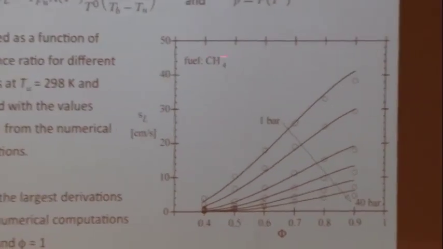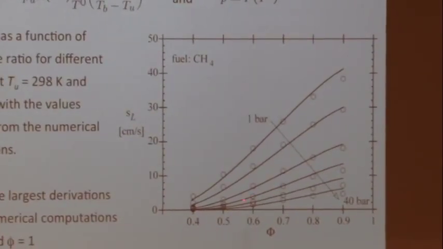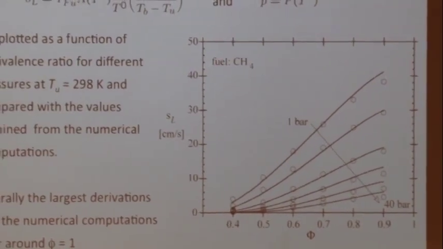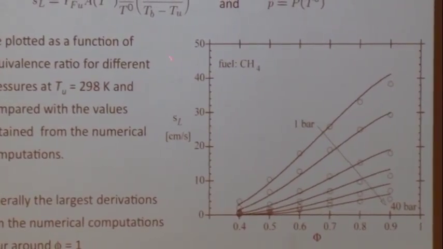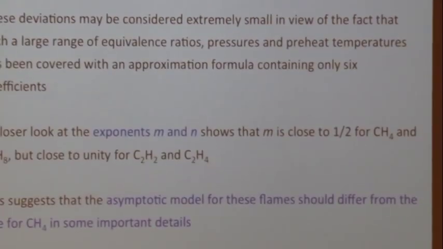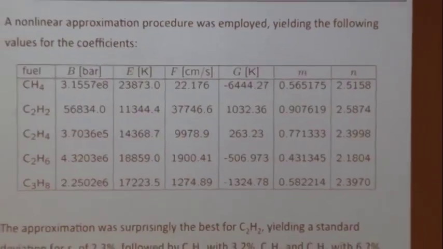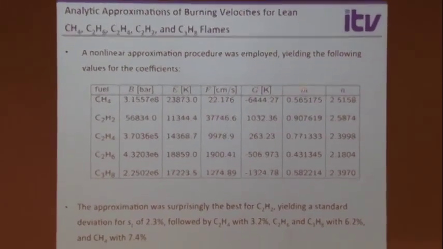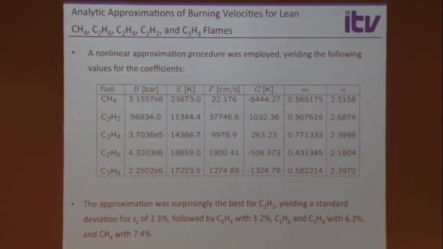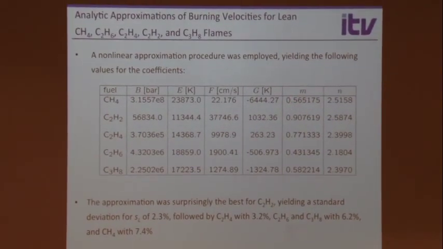This is just one example for methane. For other fuels, you get something similar, for different pressures and equivalence ratios. This is all done just for lean flames, because the analysis was for lean to stoichiometric flames. Interesting is that you can then compare these M and N to the values we had earlier. This M is very close to 0.5, so that says the analysis we did is not so bad. This N is also close to 2, which is also not so bad.